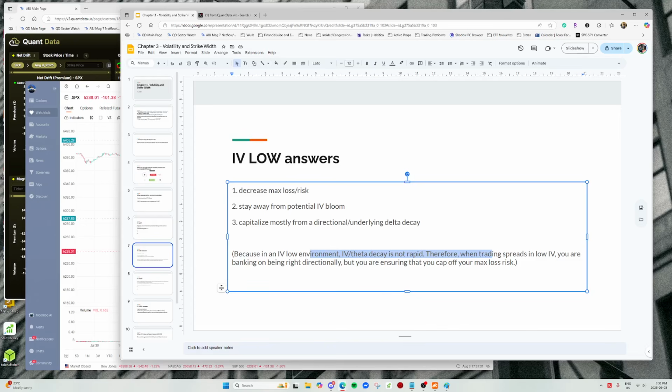Right? Because of an IV low environment, IV theta decay is not rapid. Therefore, when selling spreads in a low IV environment, you're banking on being right directionally, but you're ensuring that you cap off your max loss risk. So that's my last little note there.